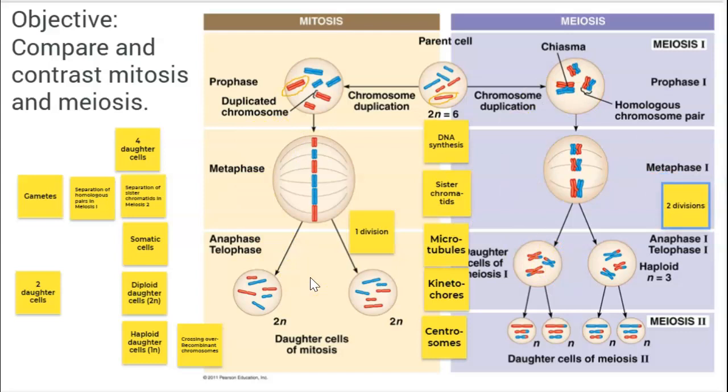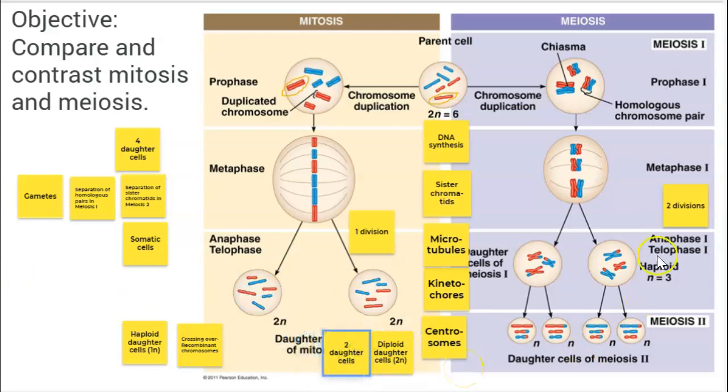And then because you made the copy and then you divided that once, you end up with the same number of chromosomes as you did for your parent cell. So these have the diploid number of chromosomes. So diploid daughter cells, and if you count how many daughter cells you have, you get 2 daughter cells.